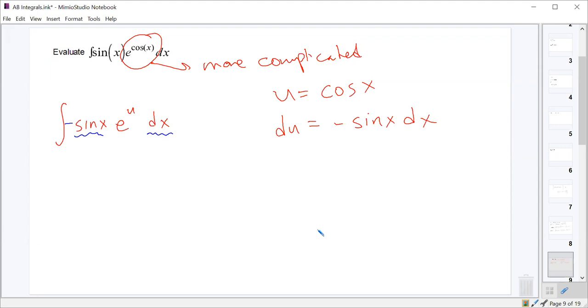Divide or multiply by another negative to cancel it out. As long as I multiply or divide by another negative, then that's fine. So let's do that. There's a negative. So could I do that? Negative of negative sine x e to the u dx.